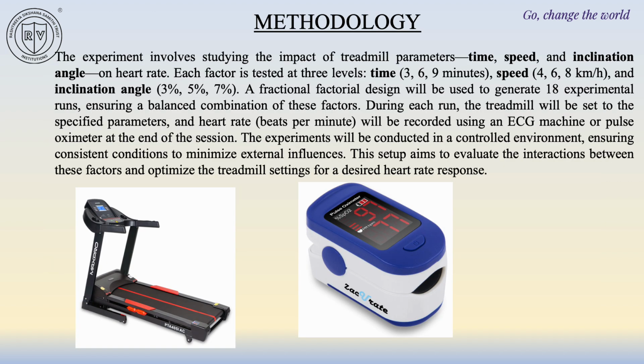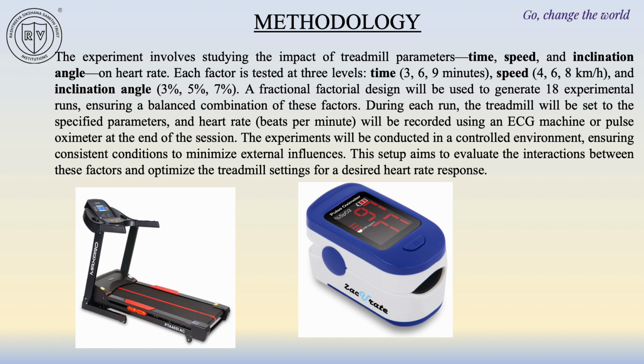So next, this is the methodology as to how I performed the experiment. I've chosen time, speed, and inclination as factors affecting heart rate. Each factor is tested at three levels. Time I've taken as 3, 6, and 9 minutes, speed as 4, 6, and 8 kilometers per hour, and an inclination angle of 3%, 5%, and 7%.